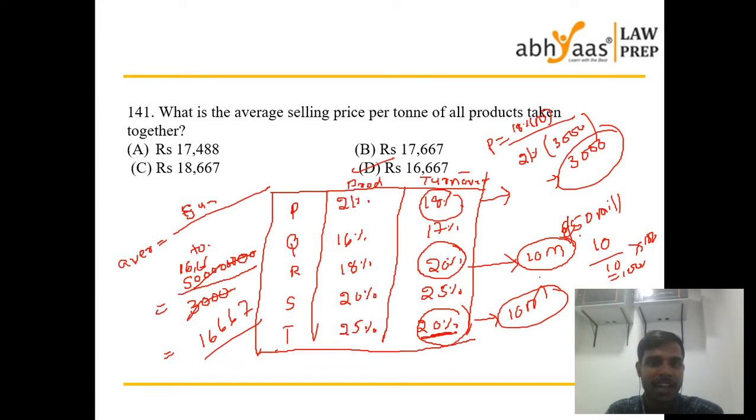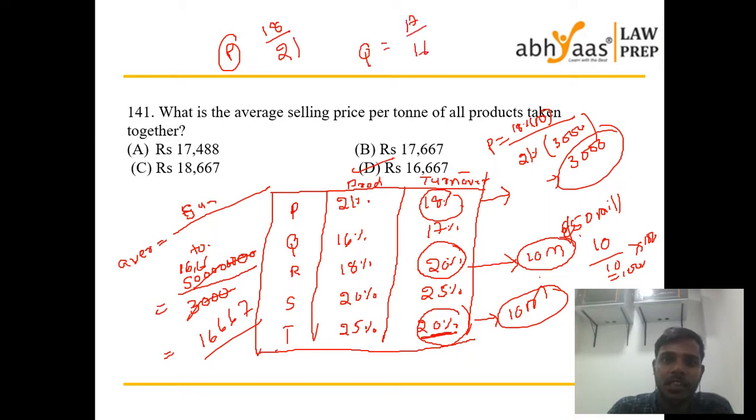So instead of calculating the whole value, I'll just compare the values. For company P, it is 18 divided by 21. For Q, it is 17 divided by 16. For R, it is 20 divided by 18. For S, it is 25 divided by 20. And for T, it is 20 divided by 25.